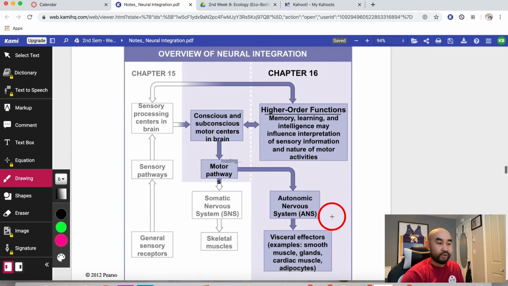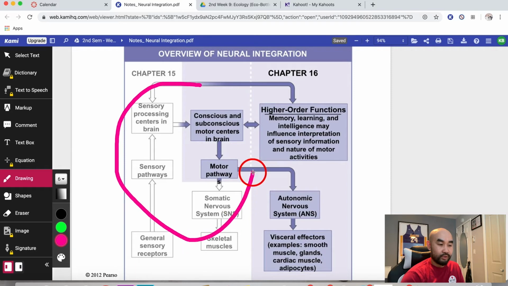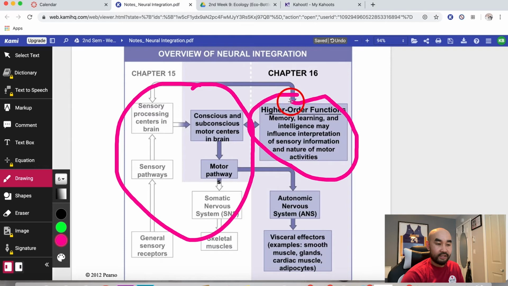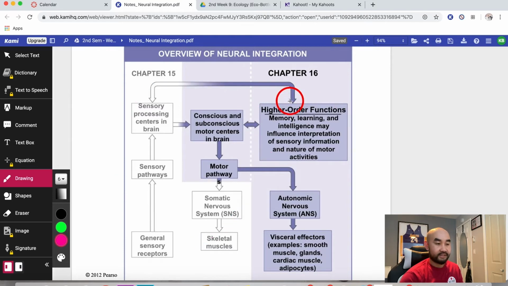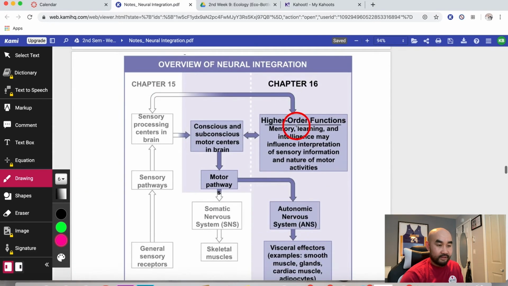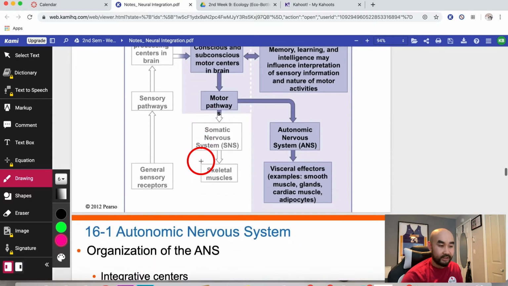All right, we are done with the simple neurointegration. Now we're going to focus on the higher order functions, things that require thinking, okay? Like memory, learning, and intelligence, okay? Because they're both connected, right? If you create an emotion, a somatic reflex, you will have to think about it, and suddenly you remember it, and next time you do the same thing or not do the same thing.